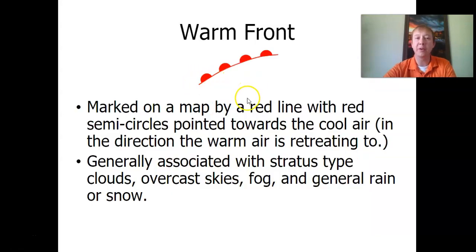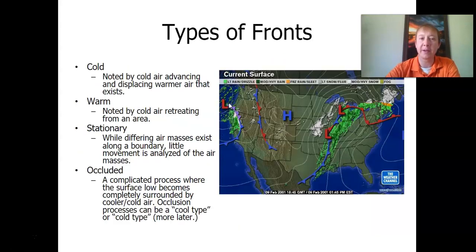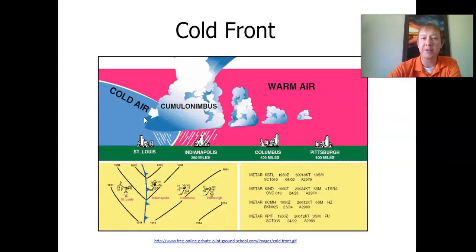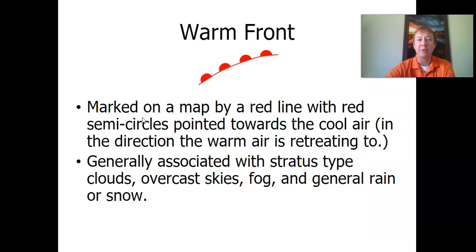The next thing we're going to look at is a warm front. So if we come back to the definitions, a warm front is noted by cold air retreating from an area. So normally the cold air is moving out versus moving in. What we see here again, it's marked on the map with a red line, and normally we have these semicircles pointed towards the cool air. So that's the direction it's moving.